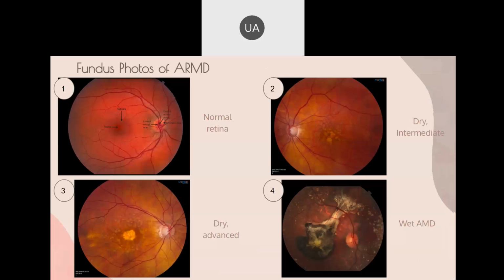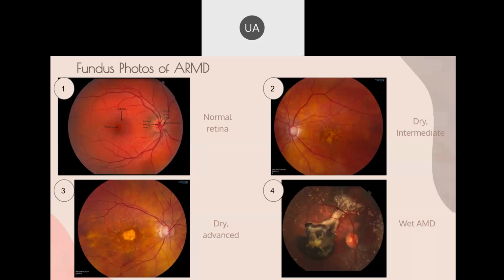Okay, this is the fundal image of ARMD. In image 1, we can see a normal retina where we can see that the macula appears darker than the surrounding retina because macula has a higher density of retinal pigment epithelial cells or RPE. And in image 2, shows the intermediate stage of dry ARMD where we can see fine dark brown spots which represent the retinal pigment epithelium changes or abnormalities, and also we can see the yellow spots which represent the drusen.